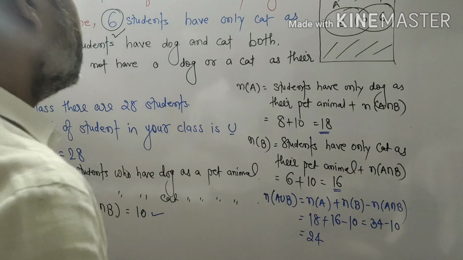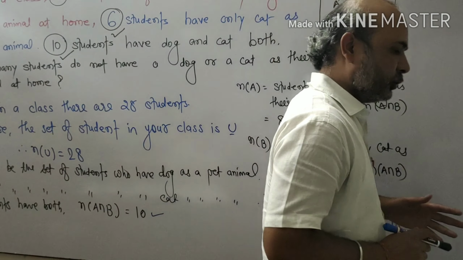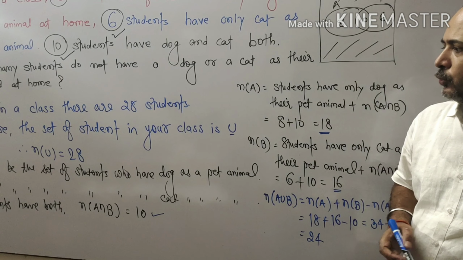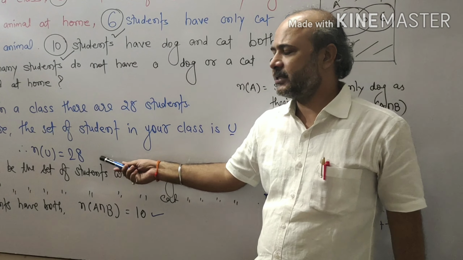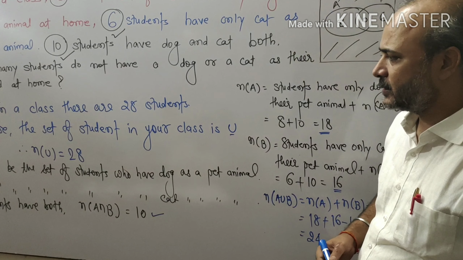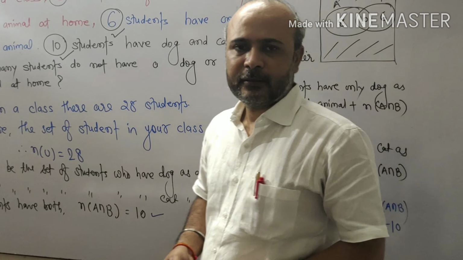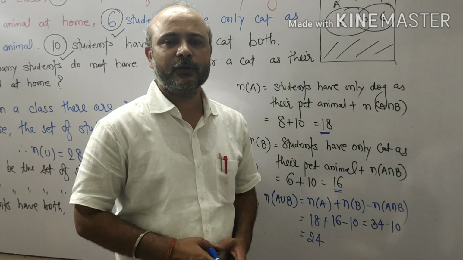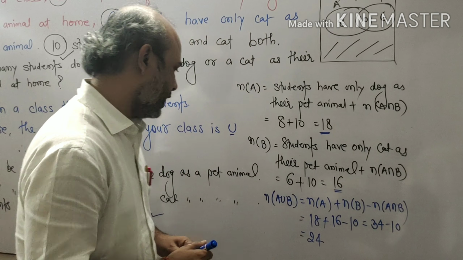And then we will find, student, how many students do not have a dog or a cat as their pet animal. So you will go for universal set. Means total number of students. Total number of students is 28. 28 minus 24. So how many students do not have? So we get 4 is the answer.